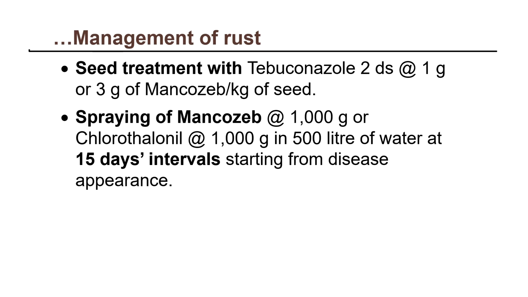Seed treatment with tebuconazole 2 DS at the rate of 1 gram, or 3 grams of mancozeb per kg of seed. So, seed treatment is also useful. Spraying of mancozeb 1000 gram or chlorothalonil at the rate of 1000 gram, or 1 kg, dissolved in 500 liters of water at 15 days interval starting from disease appearance. So, many times fungicides like mancozeb or maybe chlorothalonil or maybe Bavistin spraying can be useful to prevent this disease.